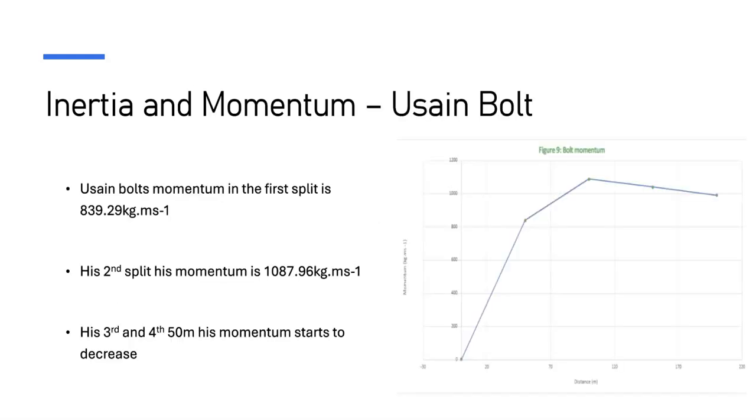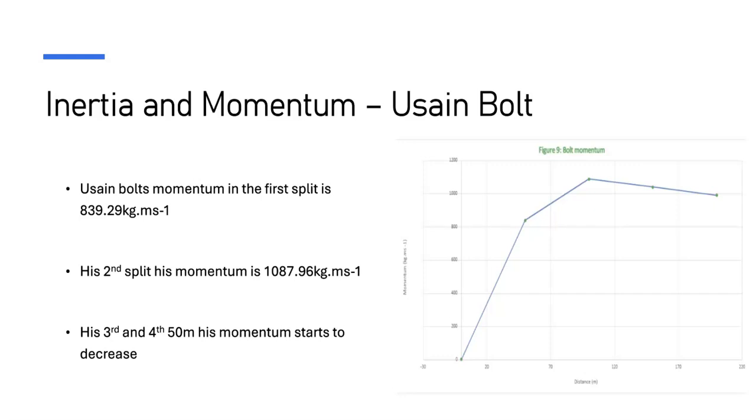Inertia and momentum of Usain Bolt. Usain Bolt's momentum in the first split is 839.29 kg·m/s. This is his lowest amount of momentum over the 200 meters, as it is his first 50 meters where he has had to overcome his inertia and start moving, which is why this is the lowest point of momentum. In his second split, his momentum is 1087.96 kg·m/s.